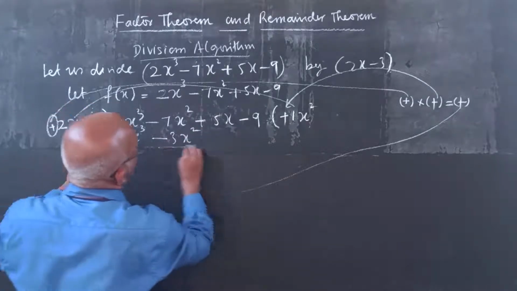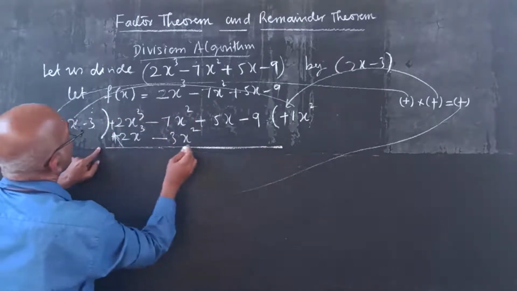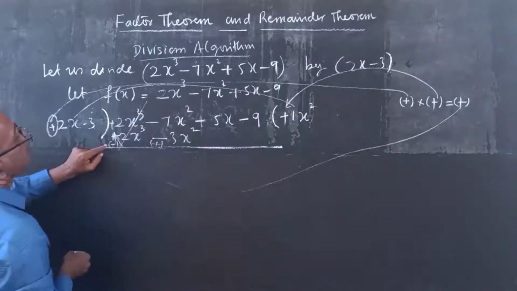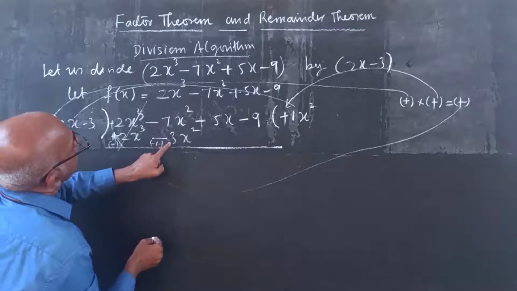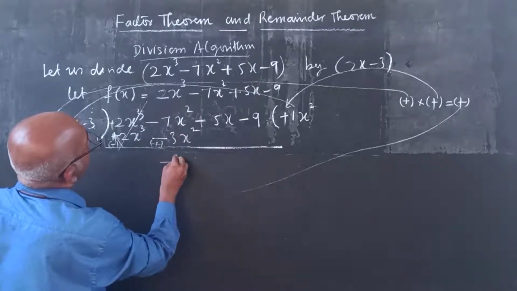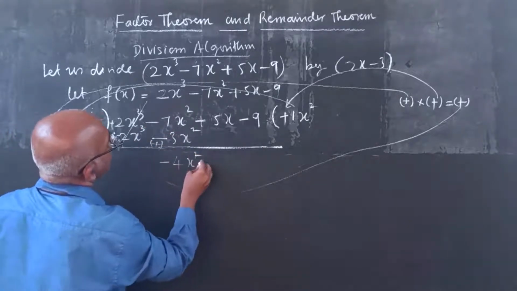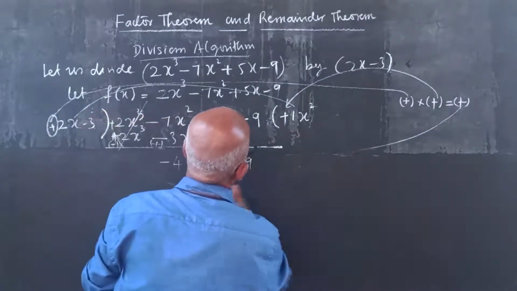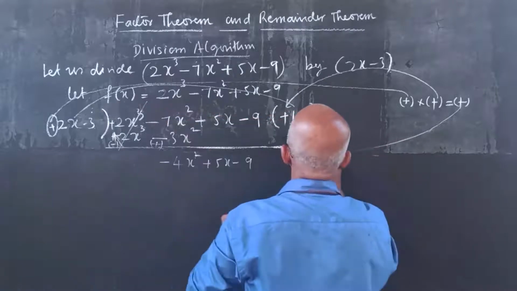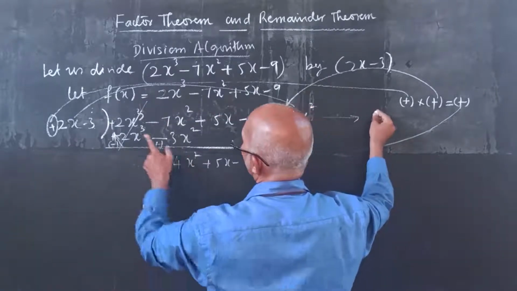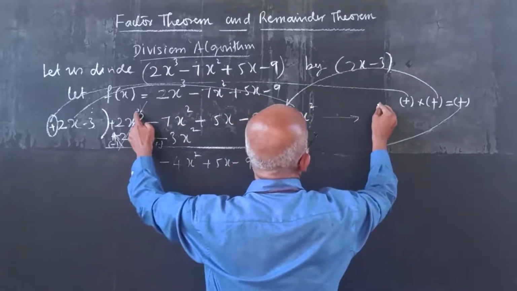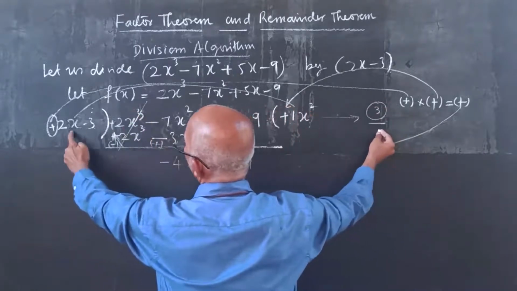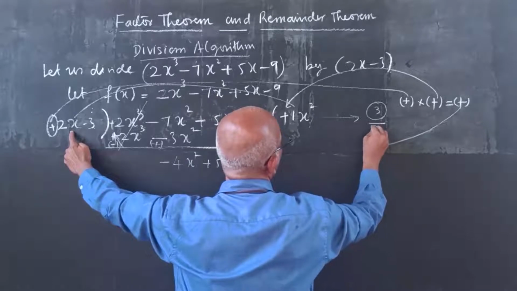Now we shall subtract. Before subtracting, we should change the sign. So this cancels. Minus 7 plus 3, x square. So you will get minus 4x square plus 5x minus 9. Now, at this stage, the degree is 2 and the degree of the denominator is 1.